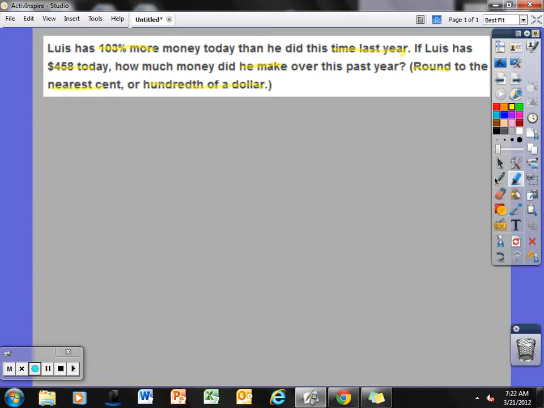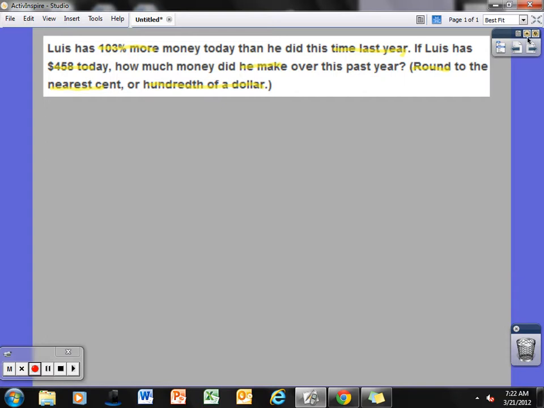If I want to translate this into an algebraic expression so that I can do some computations here, all I know is that he has 103% more than he had last year. So whatever he had last year, he has more now, and that 103% more is then equal to $458. Now, to make an algebraic equation, I can't leave this as a percent. I need to convert it to a decimal.